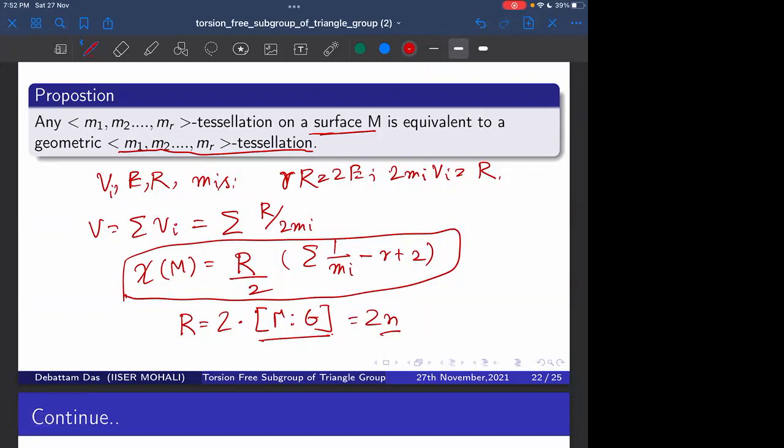You have written there R is equal to 2N here. So the index is something. A is the index of gamma by G. After this chi you have written below. Actually, it's the Euler characteristic. The bracket thing, that box thing, I think it is related to what is called the Riemann-Hurwitz formula or something like that.